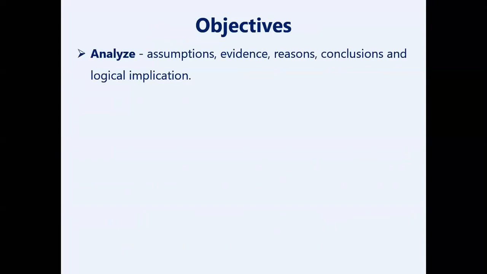Clear? Now, what is the objective of doing these types of research? Students, first you have to analyze. It means you have to make assumptions, you have to find evidence, you have to find the reasons, you have to find the conclusion of the final result, and you have to find the logical implication of your data. So when you do a literature search, you should find these 5 different qualities when you are analyzing.